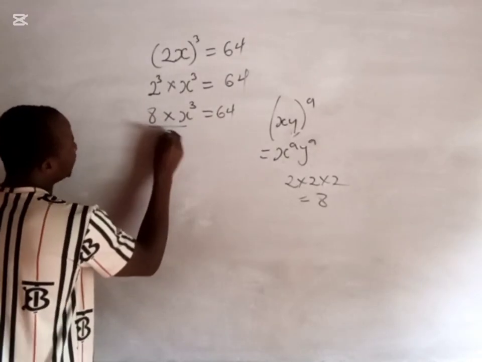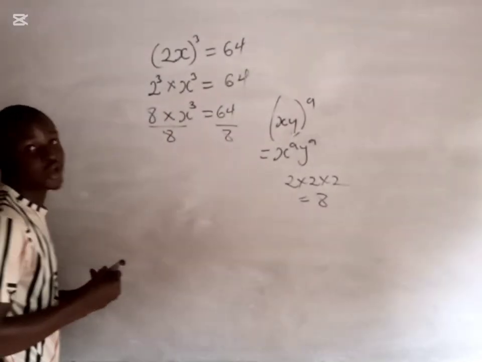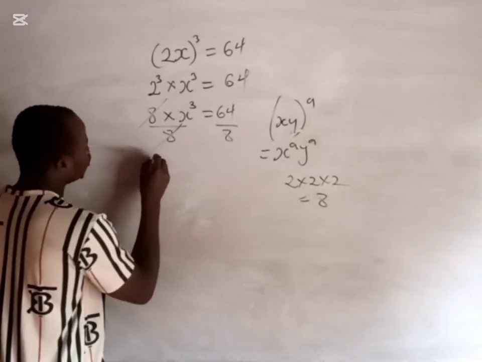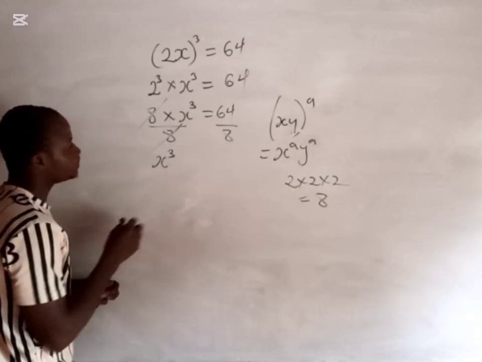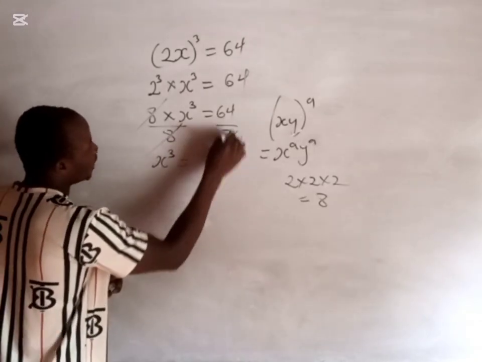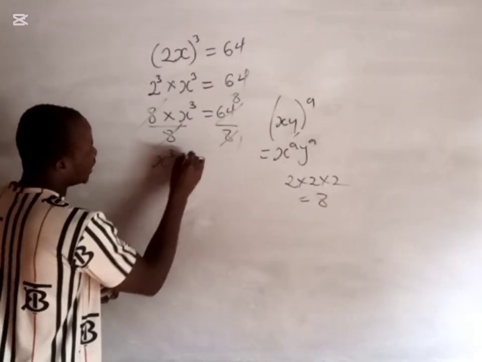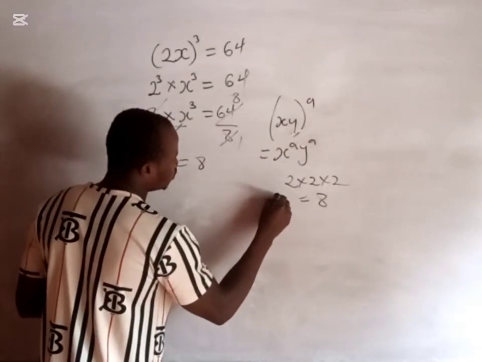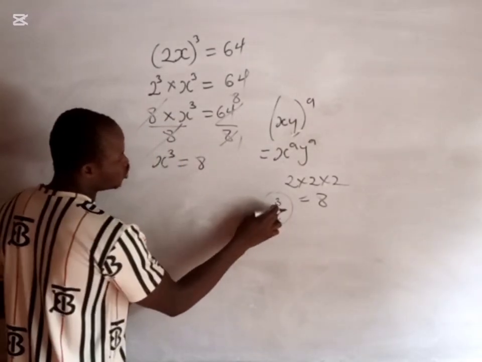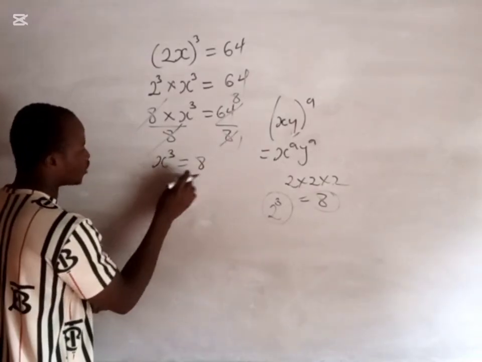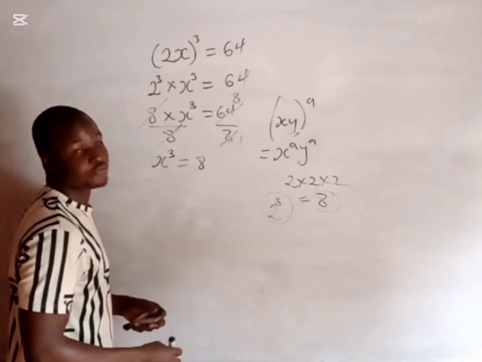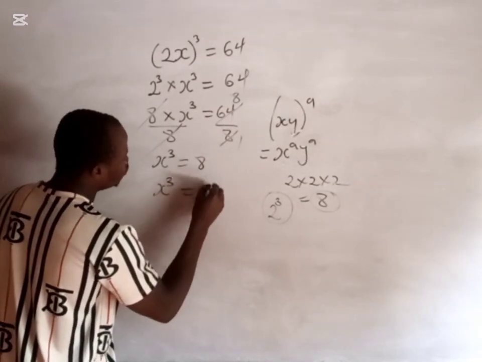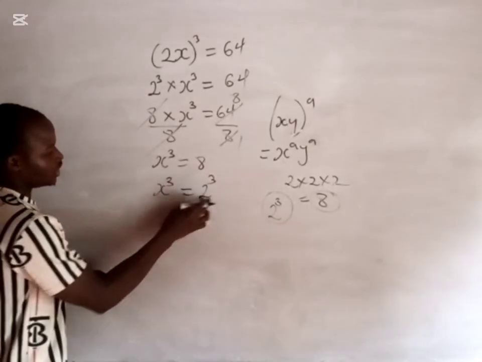We can divide both sides by 8. Since we are looking for x, we divide both sides by 8 so that this 8 cancels this 8. So we are left with x^3 is equal to 8, because 8 in 64 is 8. Don't forget that the index form of 8 is 2^3, because 2^3 will give 8. So we replace this 8 with 2^3. So x^3 is equal to 2^3, as the index form of 8.